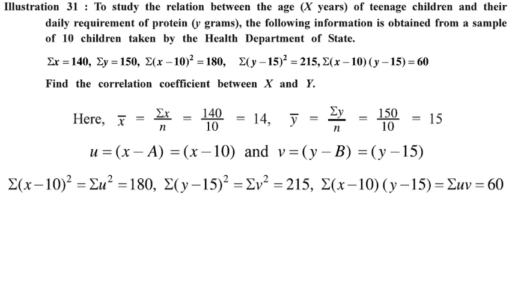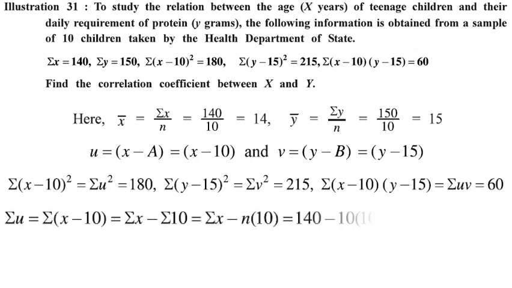Now you remember, we need 5 things. U square, v square, uv is available. What we don't have is summation u and summation v. Now for that we have a special formula here. Summation u is summation of x minus 10, that is summation x minus n into 10. Right now summation x is 140 and n is 10. So 140 minus 10 into 10, that would be 140 minus 100, that would be 40.